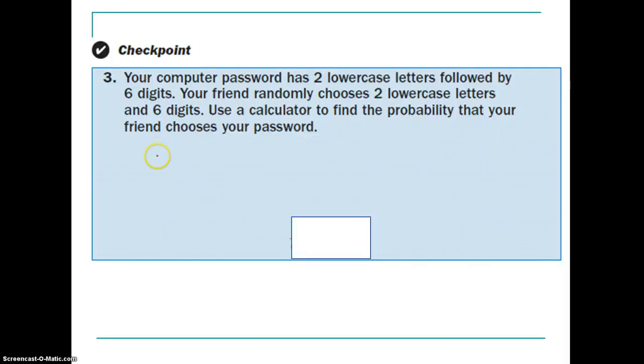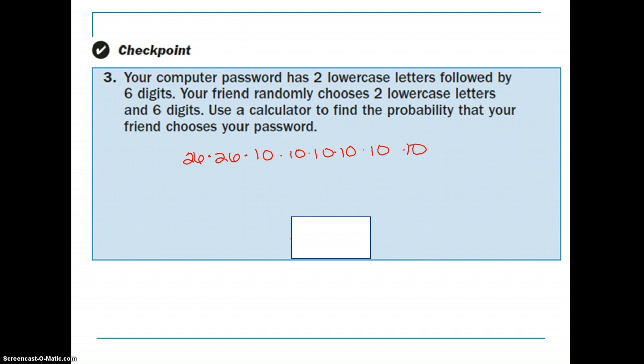First thing we need to figure out is our password. How many choices do we have? 2 lowercase letters. And by the way, please pause the video first so you can try this yourself and see if you get the right answer. Your computer password has 2 lowercase letters. There are 26 letters in the alphabet. So 2 lowercase letters, 6 digits. There are 10 digits to choose from. It looks like you can repeat the digits. If you can't repeat, then it's going to be a little different.